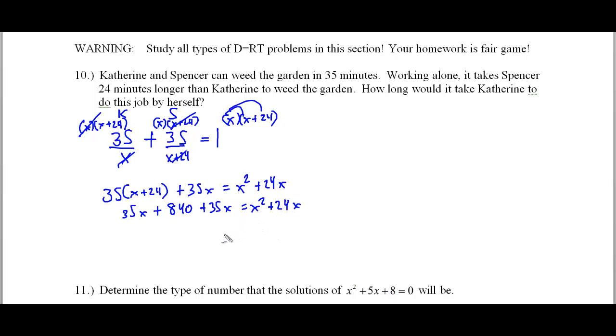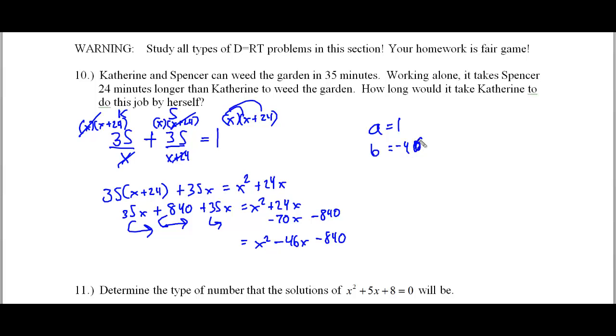I'm soon going to be able to solve using the quadratic formula, but I need to move these two 35s over. So I'm going to subtract 70x from the 24x, because 35 and 35 make 70. And then I'm going to move this 840 to the other side, so that's going to be a minus 840. So here I have x squared minus 46x minus 840. Now, I could factor this, but instead I'm going to use the quadratic formula because the numbers are so big. A is equal to 1, B is equal to negative 46, and C is equal to negative 840.